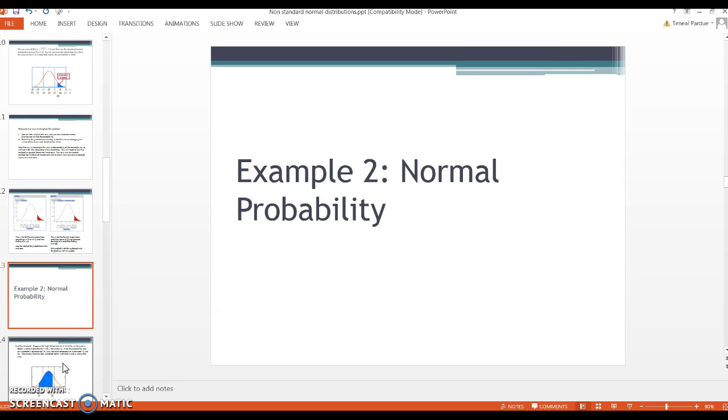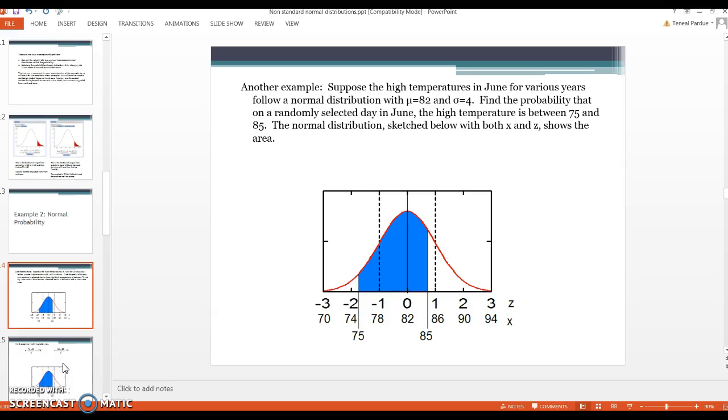Okay, so a second example. Suppose the high temperatures in June for various years have a normal distribution with a mean of 82 degrees Fahrenheit and a standard deviation of 4. And we want to find the probability that if we randomly select a day in June, the high temperature will be between 75 and 85.